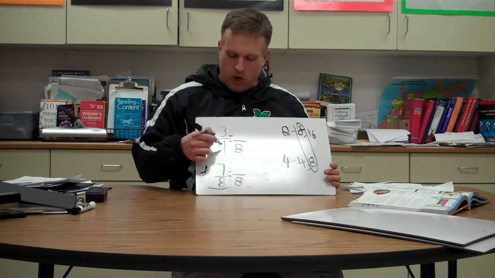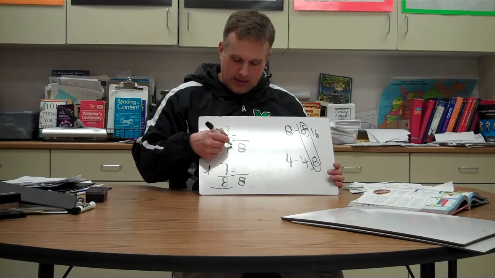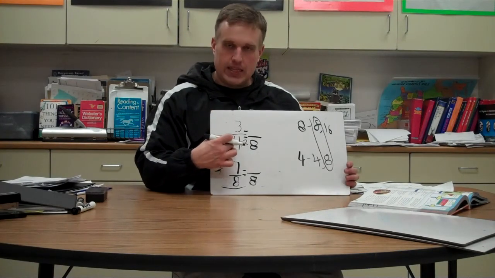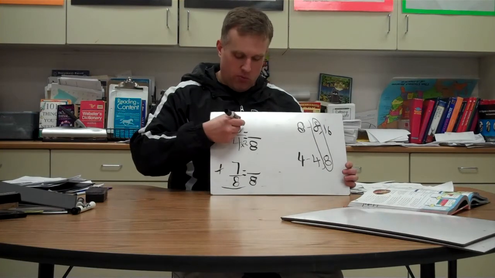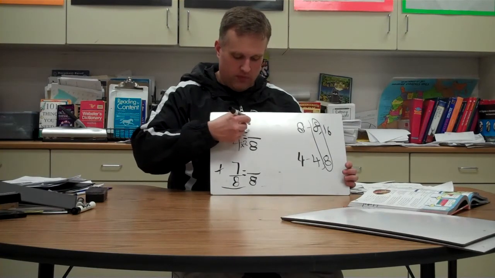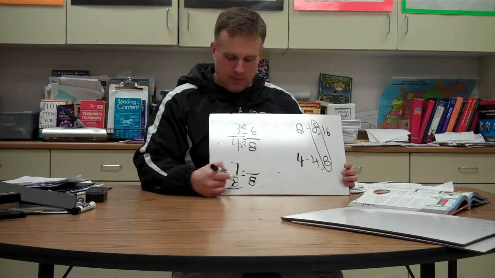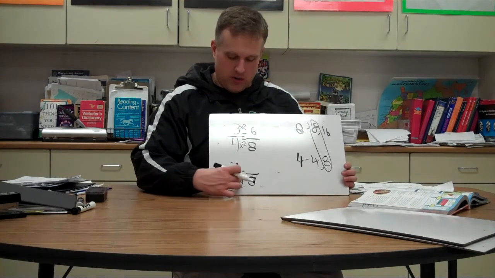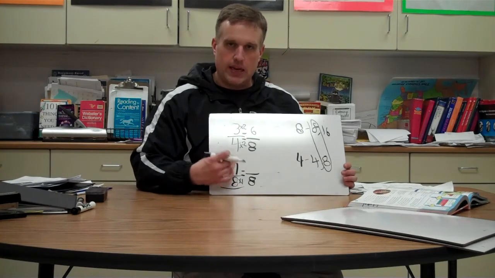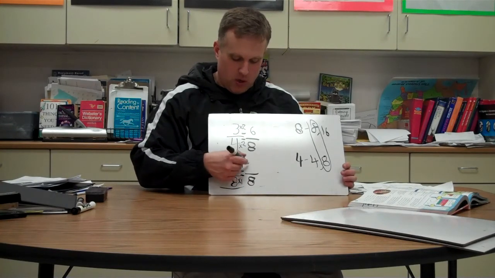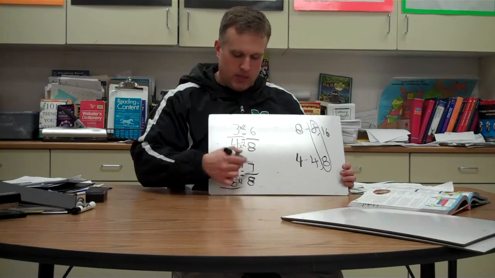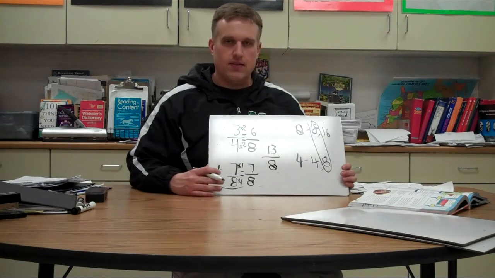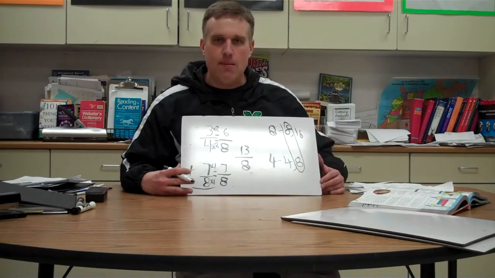Okay, I ask myself, 4 times what gives me 8? In this case, 4 times 2 gives me 8. So again, remember, whatever I do to the denominator, I must do to the numerator. So 3 times 2 is 6. Same thing down here, 8 times 1 is 8. So whatever I multiply the denominator by, I must multiply the numerator by. 7 times 1 is 7. When I add 6 plus 7, that gives me 13. And I have 13/8.